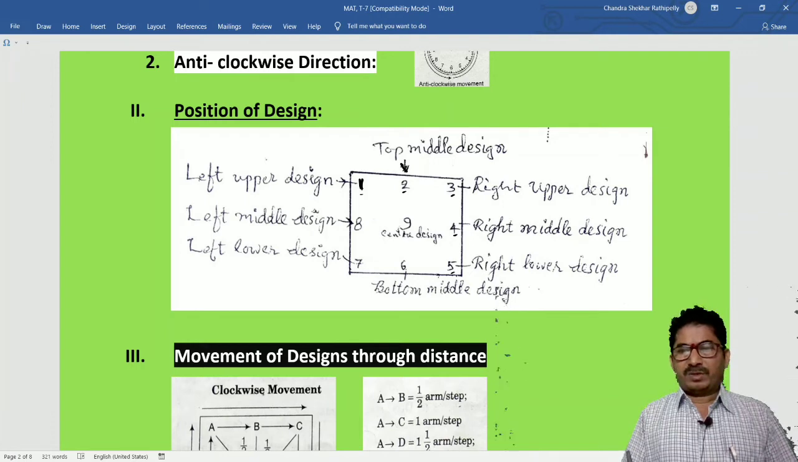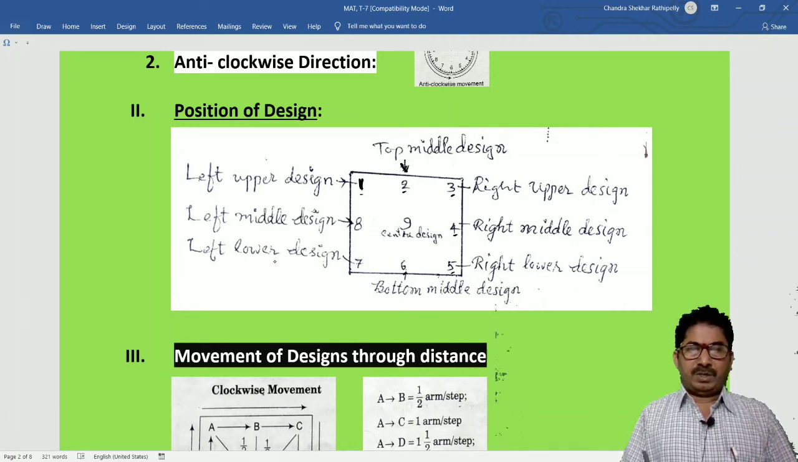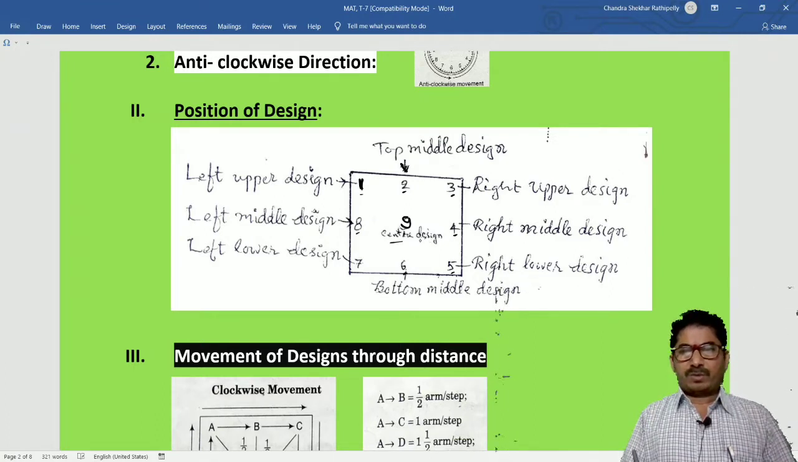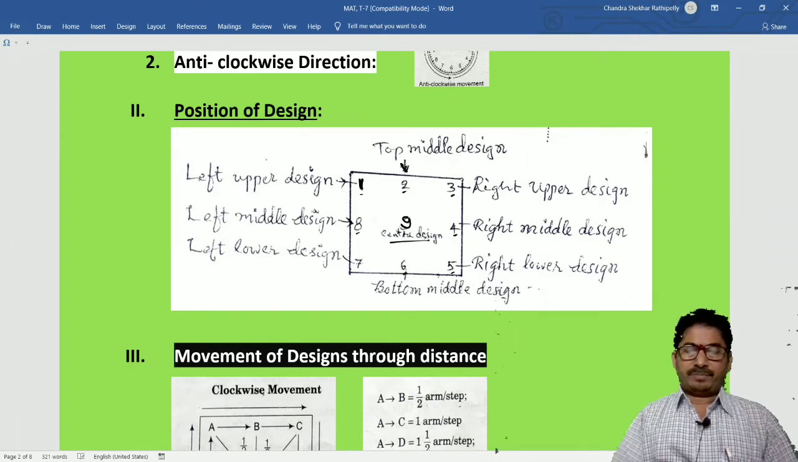Fifth one, right lower design. Sixth one, bottom middle design. Seventh, left lower design. Eighth, left middle design. This middle one is called center design. This is the center. So center design.